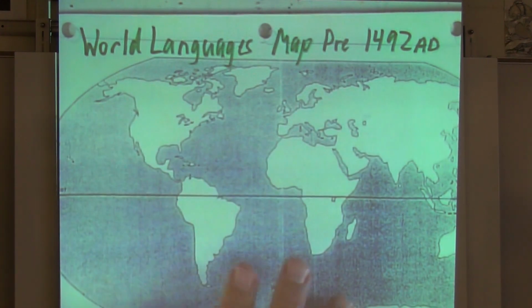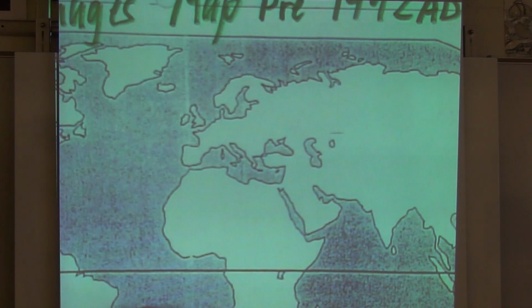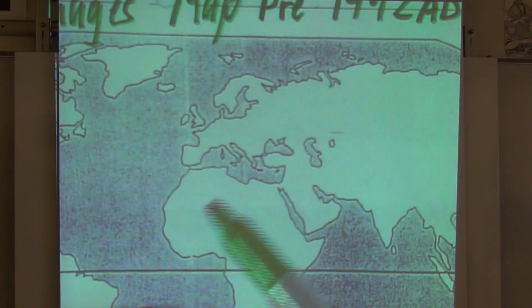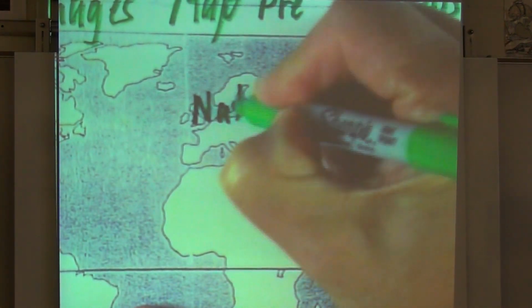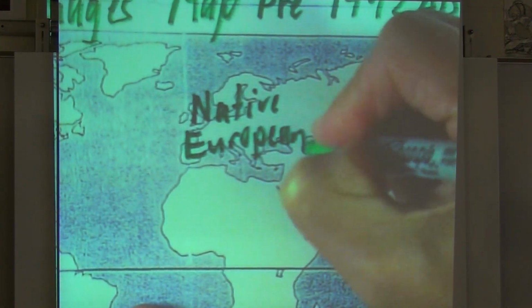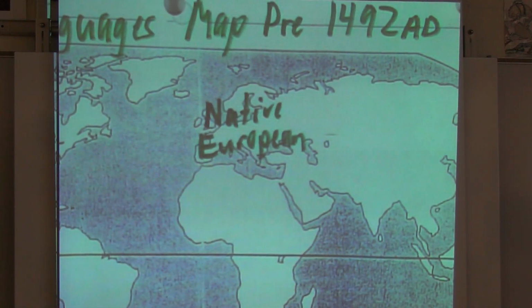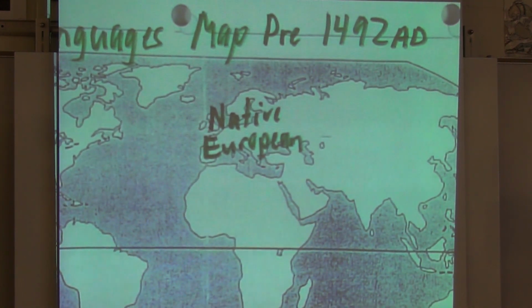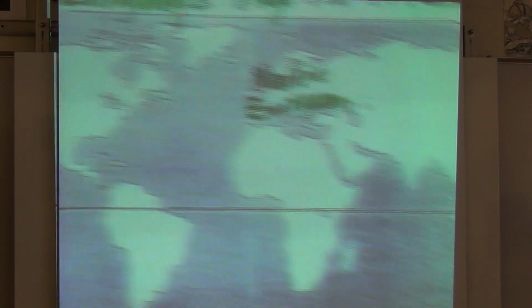So what were the languages of the world before 1492? Well, let's start in Europe. What were some of the languages spoken in Europe? Well, there's Spanish, Portuguese, French, English, Italian. These are all languages that were native to Europe. There were lots of different ones: the Romance languages, the Latin languages, if you will, the Germanic languages, and there were certainly numerous dialects of each. So you have native European speakers, and you should notice the size of Europe in comparison to the other continents is not very big at all.